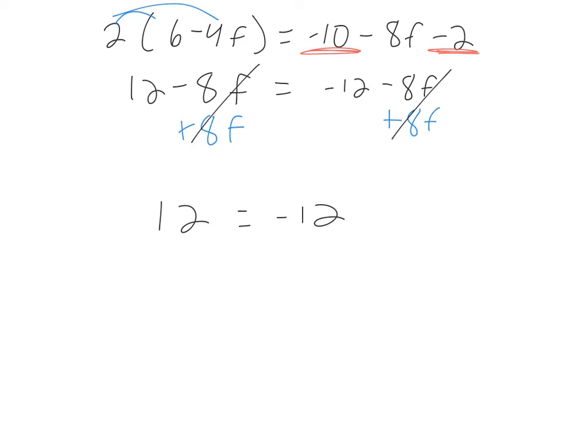That's not a true statement. No matter what value you have for f, 12 does not equal -12. So we have no solution. So if you end up with two numbers equal to each other, infinitely many solutions. If you have two numbers that do not equal each other, you have no solution.